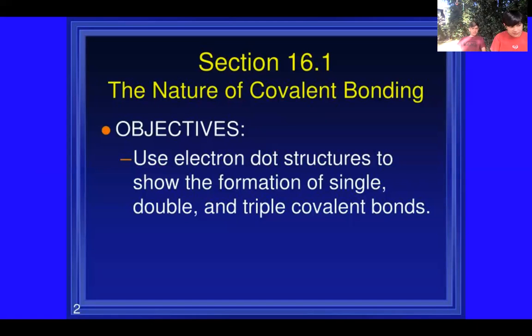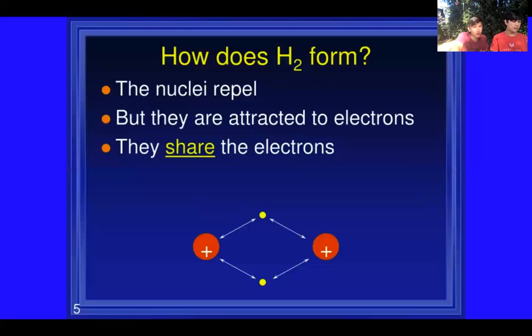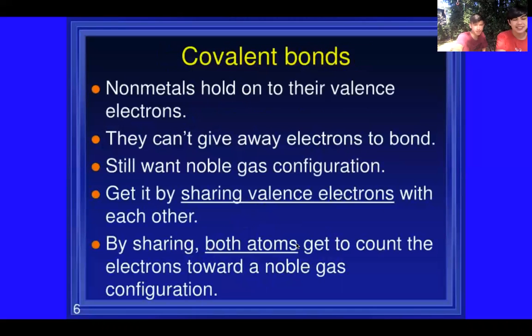Objectives for this chapter: use electron dot structures to show the formation of single, double, and triple covalent bonds, which are pretty simple. How does H2 form? Well, the nuclei repel, just as you would guess from VSEPR theory, but the electrons are attracted, so they have to share the 2 electrons, and the atoms are forced apart.